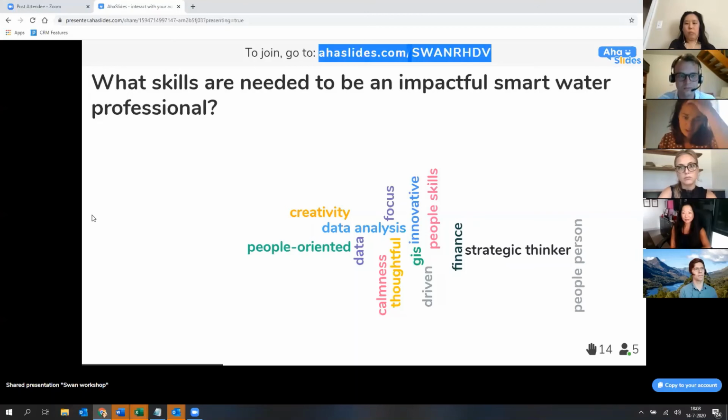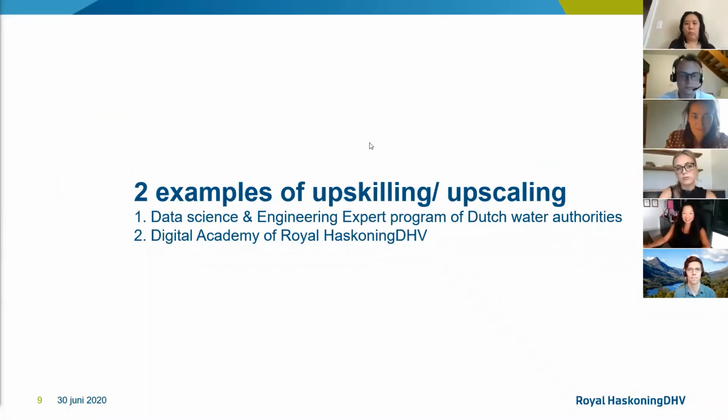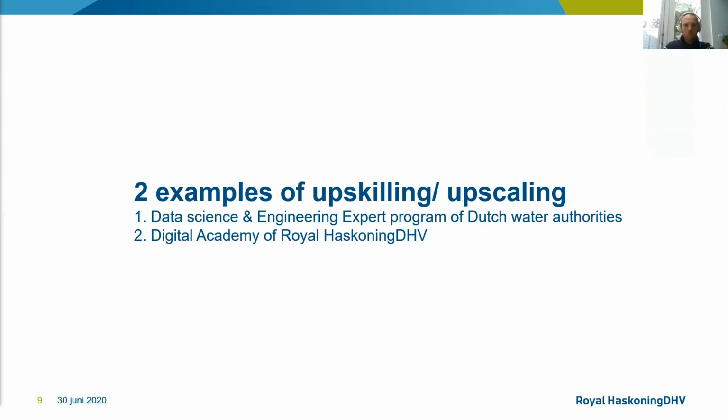Cool. Okay, this gives I think a good overview of what we believe are the skills that are needed. I'm sorry for this motor passing by. We would like to give you 2 examples of how we are working at this upskilling of skills. And afterwards we have 3 questions for you, which we will put in the group discussion.